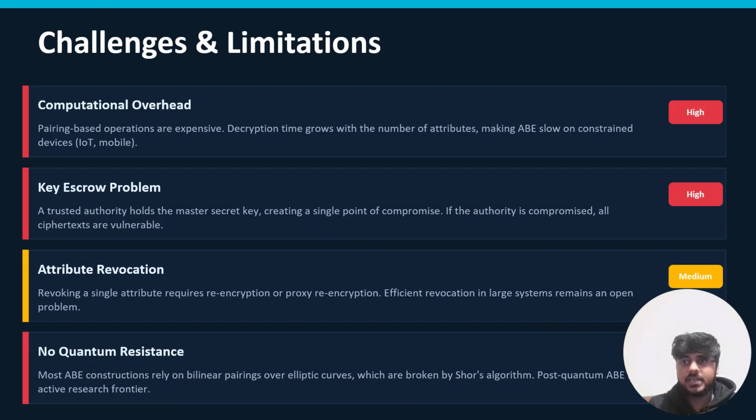That said, ABE has real limitations. Pairing operations are computationally expensive, making ABE slow on IoT devices. The key escrow problem means a compromised authority exposes everything. Attribute revocation still requires re-encryption in most schemes, and critically, current ABE constructions are not quantum resistant since Shor's algorithm breaks the underlying elliptic curve assumptions.